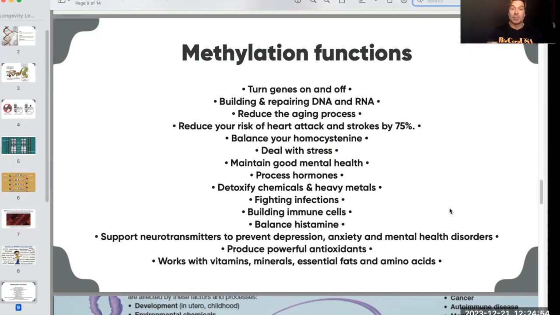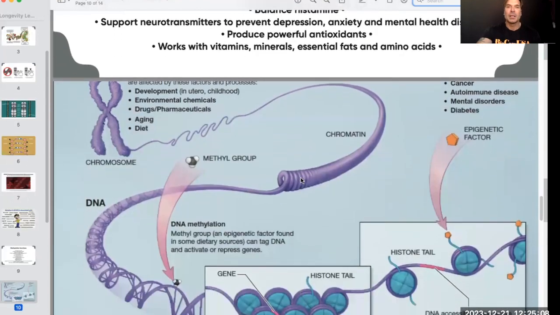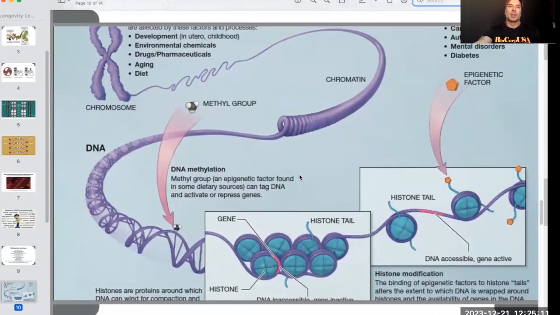And then also, it produces powerful antioxidants, and it also works with vitamins, minerals, essential fatty acids, amino acids. They also need to be converted to that usable form, and methylation is responsible for that. So here we have another close-up of your DNA strand. And remember those methyl groups that attach themselves to the surface of DNA that control methylation. Remember, they're made out of a carbon atom attached to 3 hydrogen atoms, and these are the ones that control methylation.